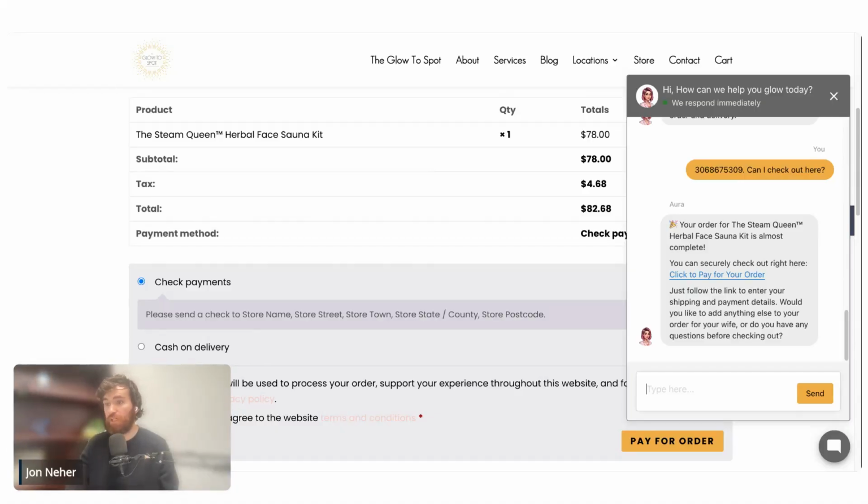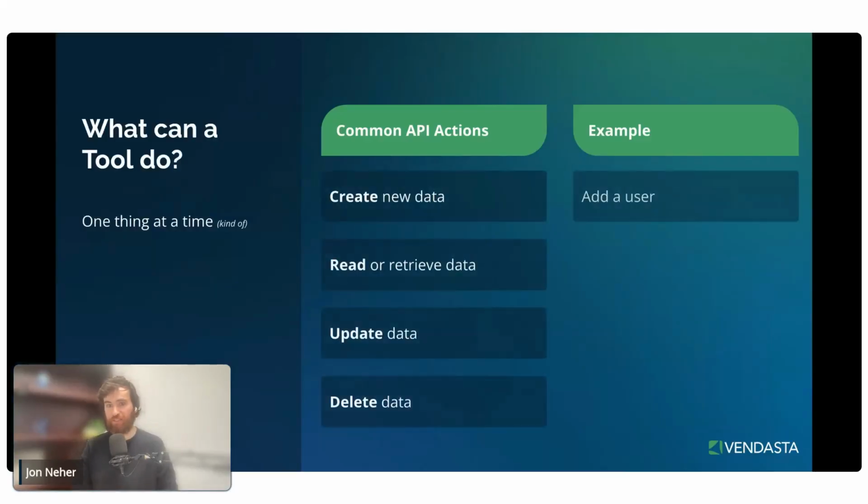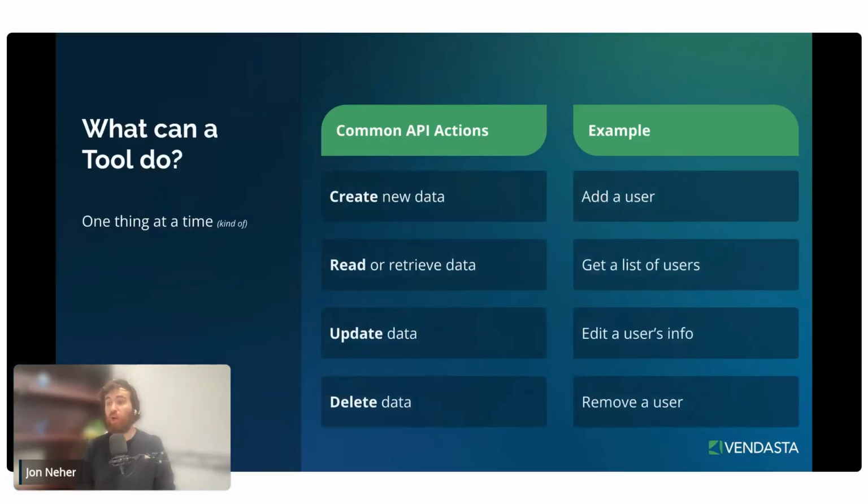So, how exactly then did this multi-tool workflow happen? Well, one thing that we need to understand is that we are using tools, and tools can only really do one thing at a time because they're based on how APIs work. And more or less, APIs only let you do one thing at a time, like create new data, read or retrieve data, update data, delete data.